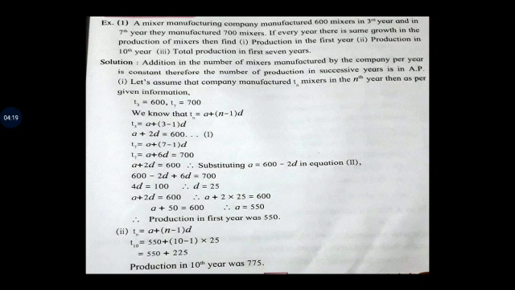So your first solution, you got the answer. Production in first year was 550. Now what is your next question? Next question is production in 10th year. Now you have to find T of 10. Now see, you have to make use of formula again. T of n is equals to a plus n minus 1 into d. Now here you got the value of a, you got the value of d. So now how will you find T10? So T10 is equals to 550 plus 10 minus 1 into 25. So 10 minus 1 is what? 9. 9 into 25, that is 225. So therefore production in 10th year was 775.